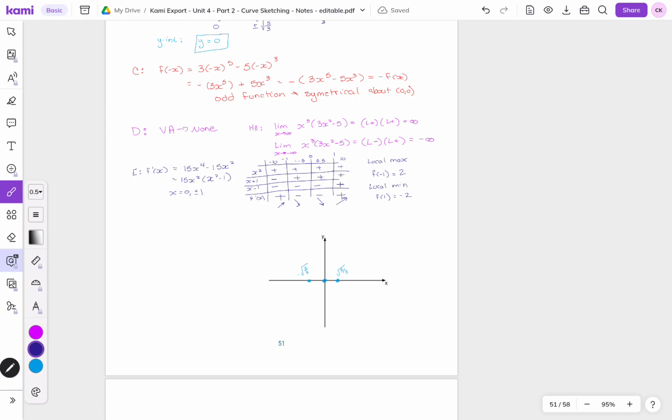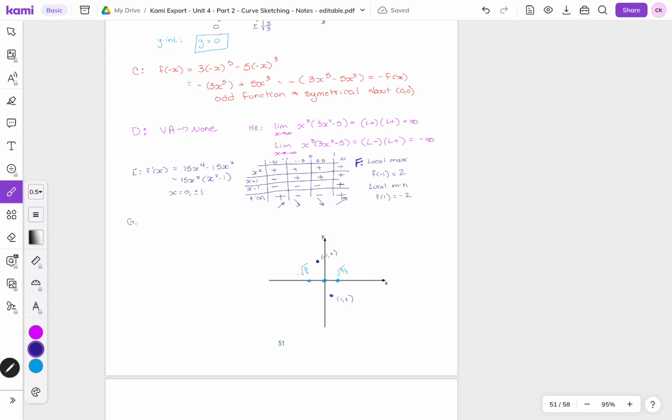So at negative 1 and 2, I'm going to have a local max. And at 1 and negative 2, I'm going to have a local min. So again, you can kind of see that symmetry happening that we know has to happen because we have an odd function. All right, so this was part F here, finding our local max and min.